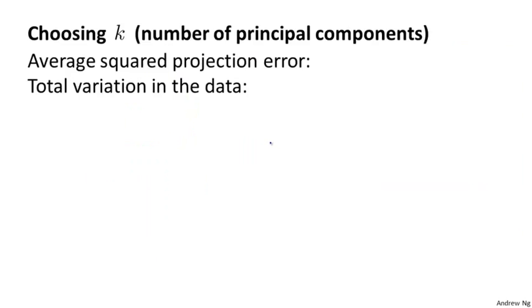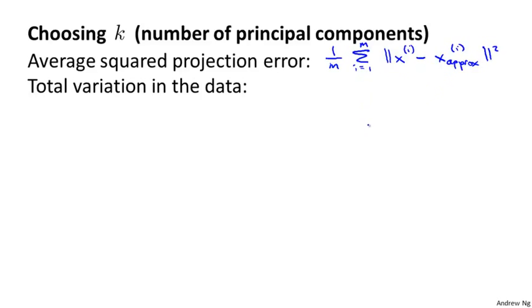In order to choose k, that is, to choose the number of principal components, here are a couple useful concepts. What PCA tries to do is minimize the average squared projection error. So it tries to minimize this quantity, which I'm writing down, which is the difference between the original data x and the projected version x approx i, which was defined in the last video. So it tries to minimize the squared distance between x and its projection onto that lower dimensional surface. So that's the average squared projection error.